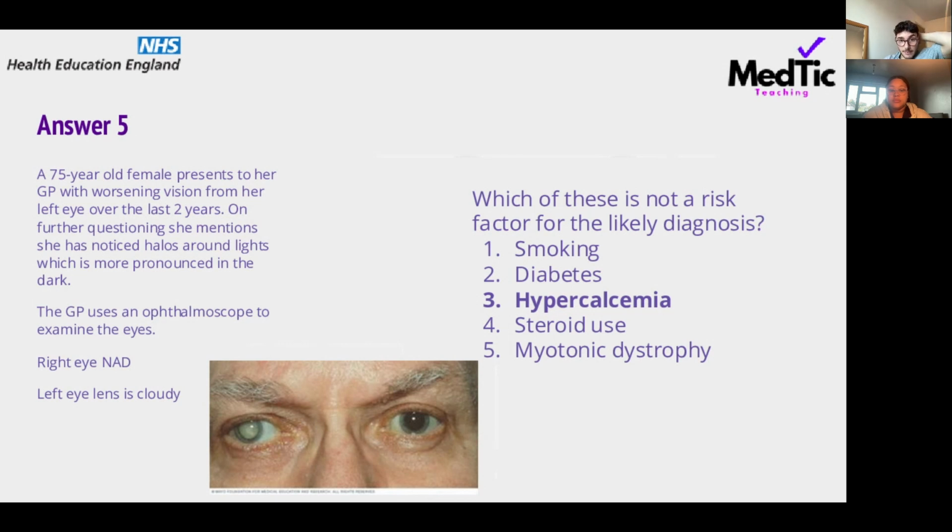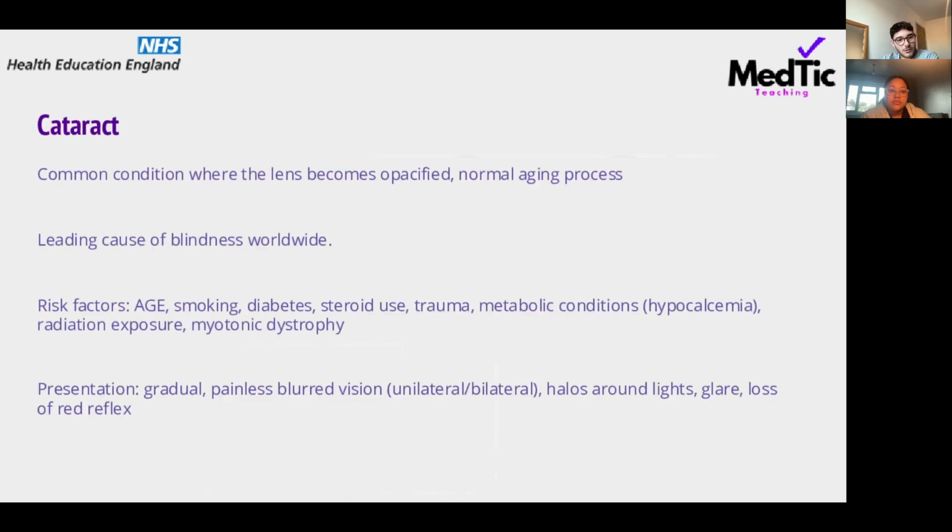So steroids, and myotonic dystrophy is one of those conditions that, for medical school exams, you have to associate with developing cataracts. And actually hypocalcemia, so certain metabolic conditions predispose patients to cataracts, and it's hypocalcemia rather than hypercalcemia. So it might be a difficult question, but it's key to understand which risk factors lead to cataracts. Cataracts is just a natural, normal aging process where the lens becomes more opacified.